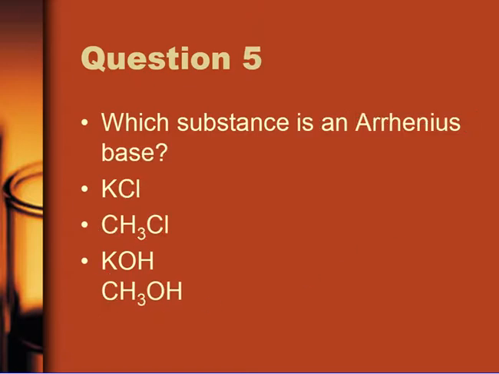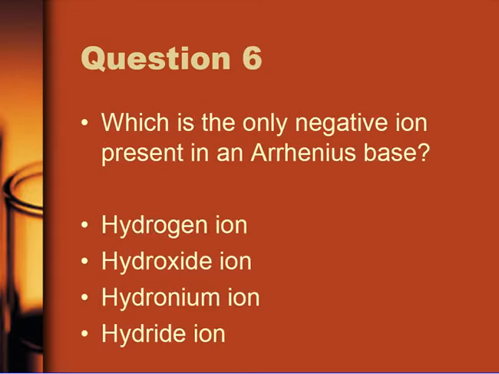This one asks which one is an Arrhenius base. A base is going to have the OH in the back, so choices 3 and 4 have OH in the back, but it has to have a metal in the front, so it's going to be choice 3, KOH. What is the only negative ion in an Arrhenius base? Bases have hydroxide, so choice 2, OH-.